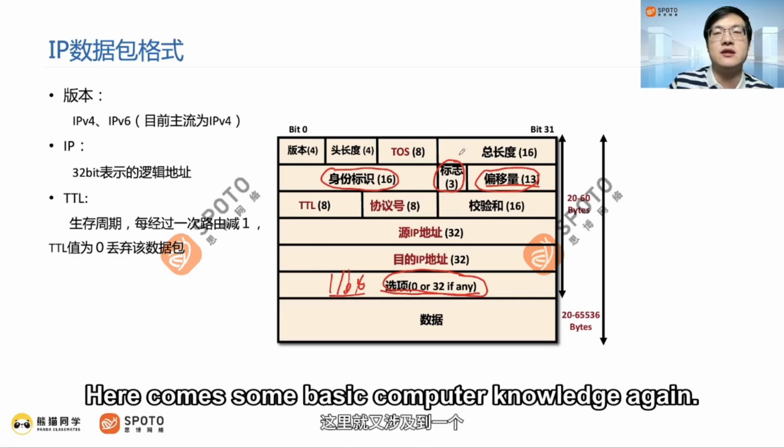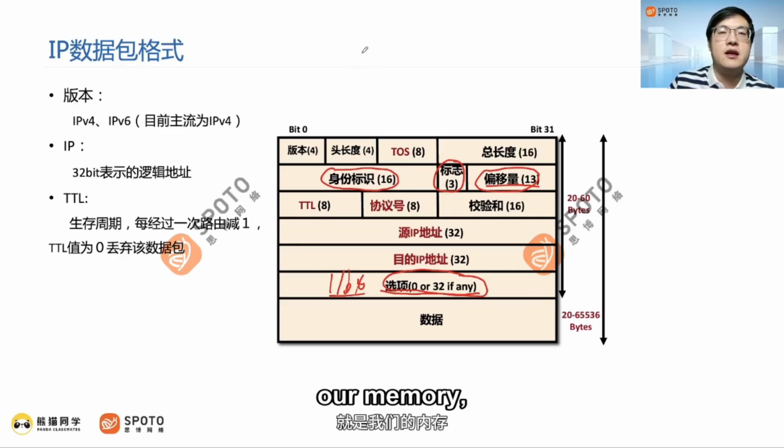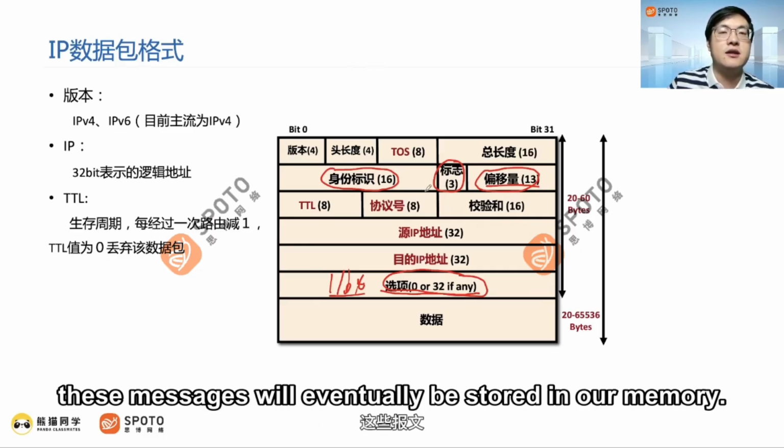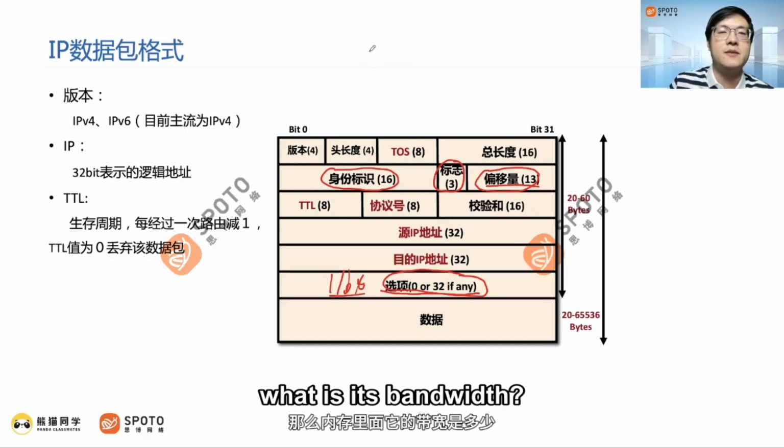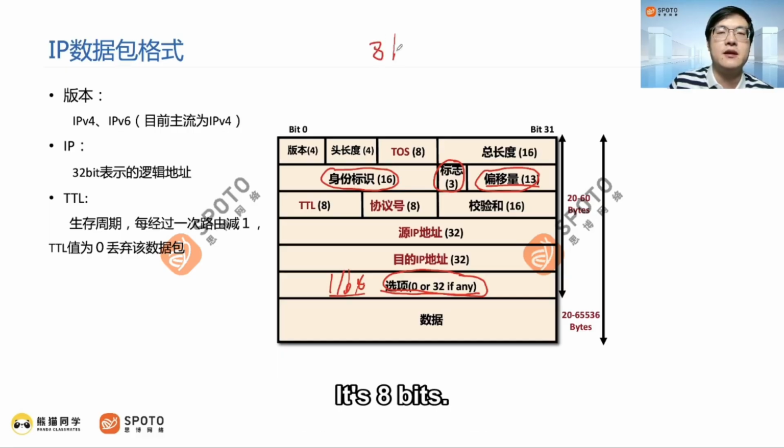Here comes some basic computer knowledge again. Our messages will eventually be stored in memory. Right? So, in memory, what is its bandwidth? It's 8 bits.